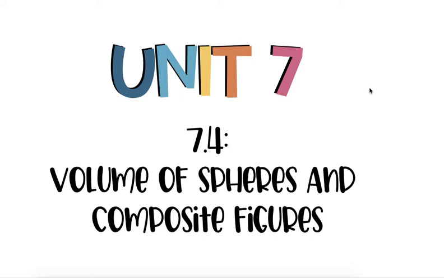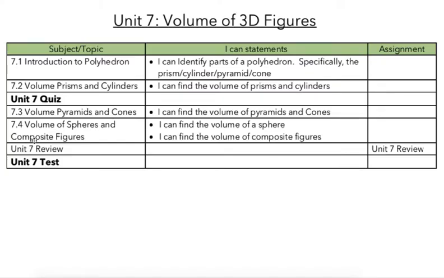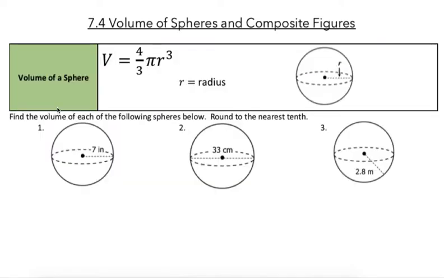This is Unit 7, Section 7.4. Today we're going to conclude our unit by looking at volume of spheres and then composite figures as well. So again, like I said, this is going to finish up our unit. We're ready to review and test after today.